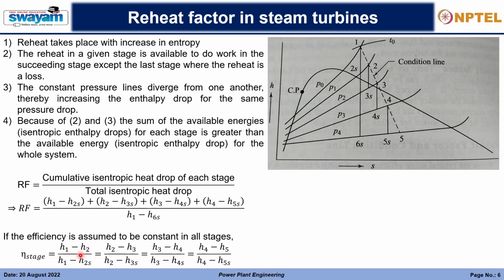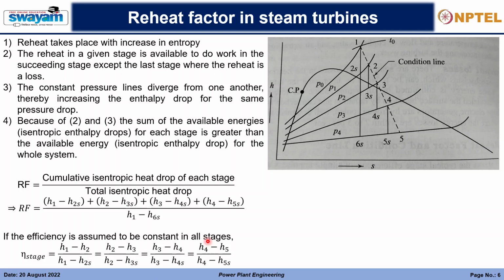For internal efficiency, first we calculate the stage efficiency. We know the stage efficiency of a turbine. Suppose I take the example of 1 to 2 and 2s. This is the total enthalpy drop we should have got, but the drop we are getting is 1 to 2. So h1 minus h2 divided by h1 minus h2s. That is what I'm writing: h1 minus h2, which is less, and what we should have got if there was no friction, h1 minus h2s.